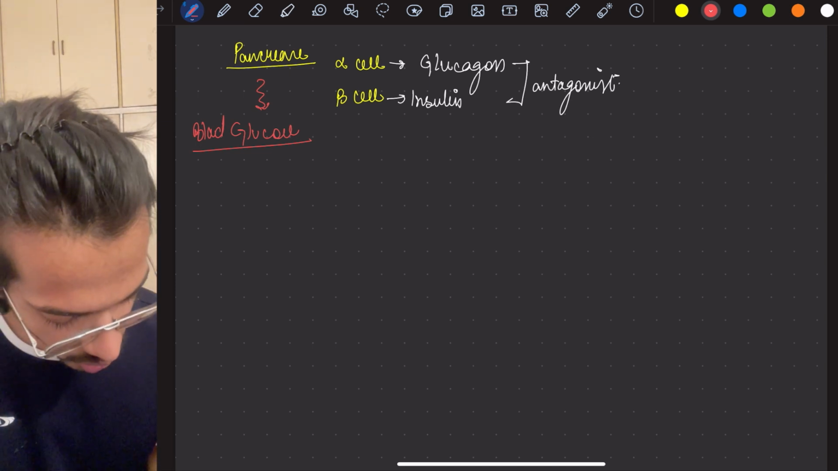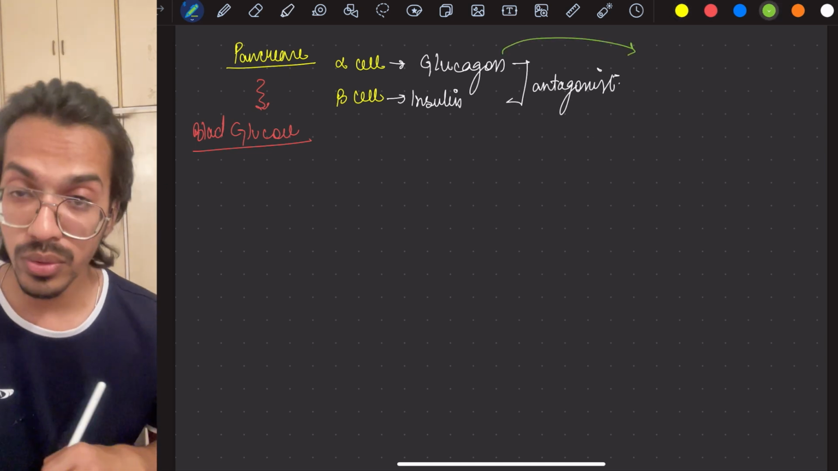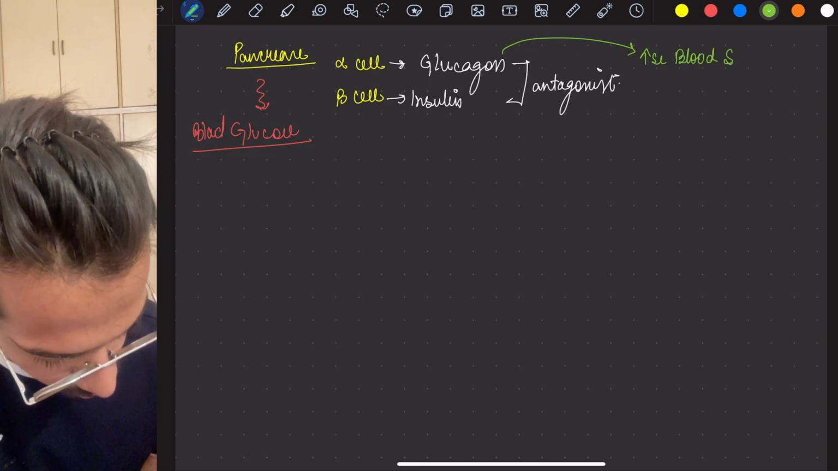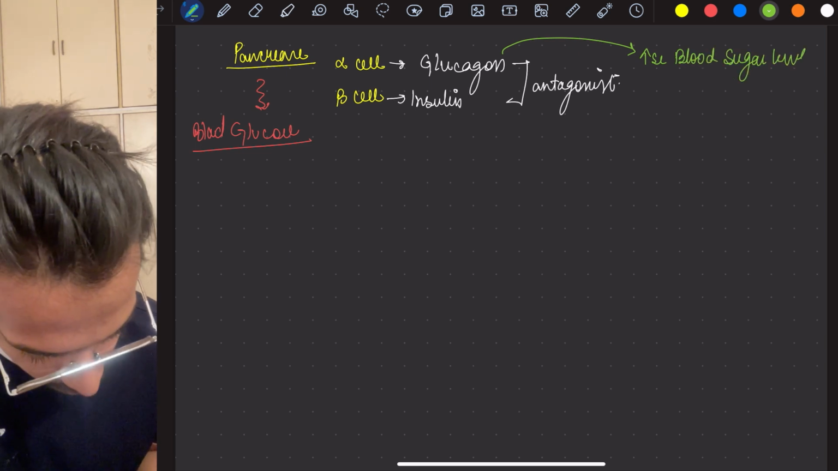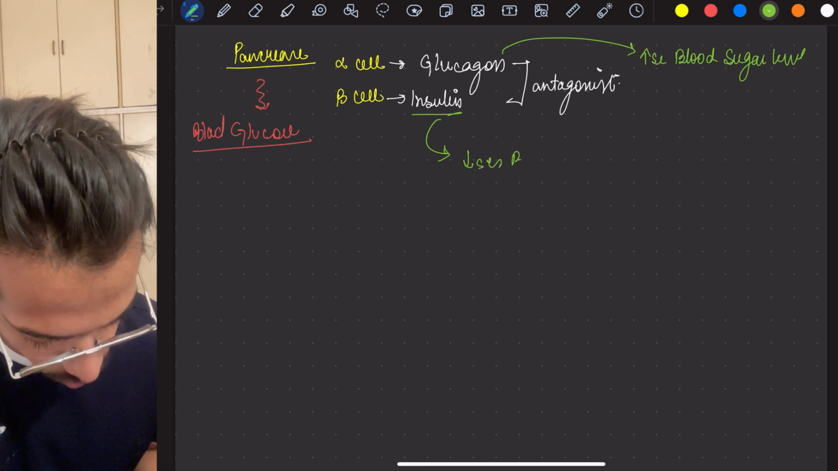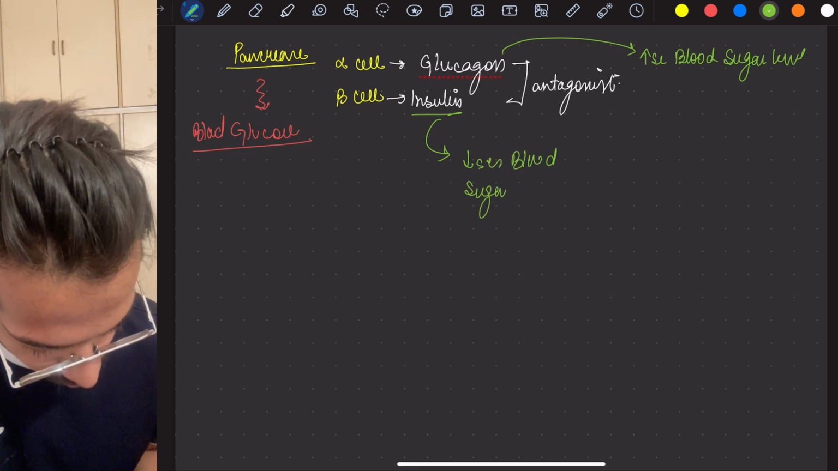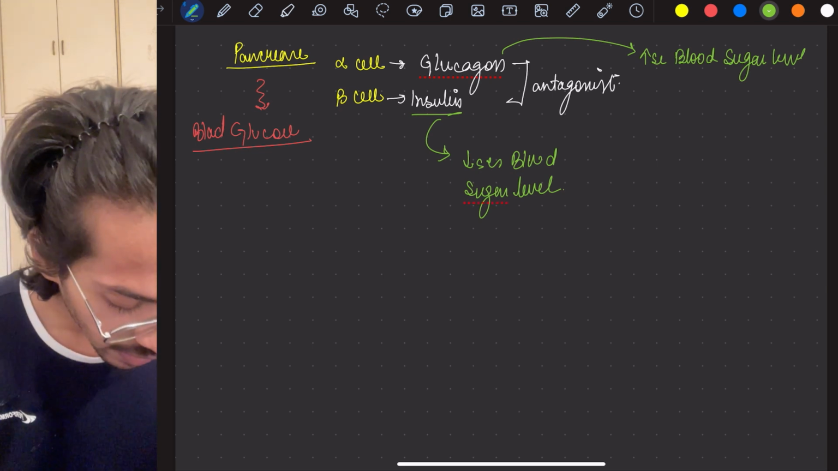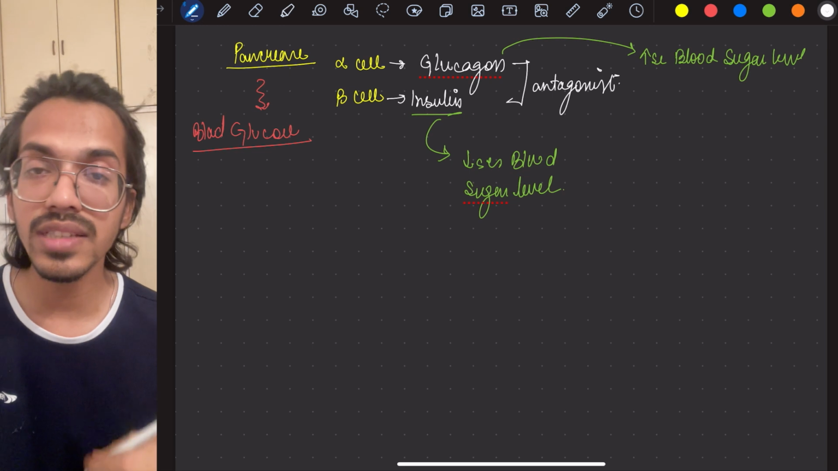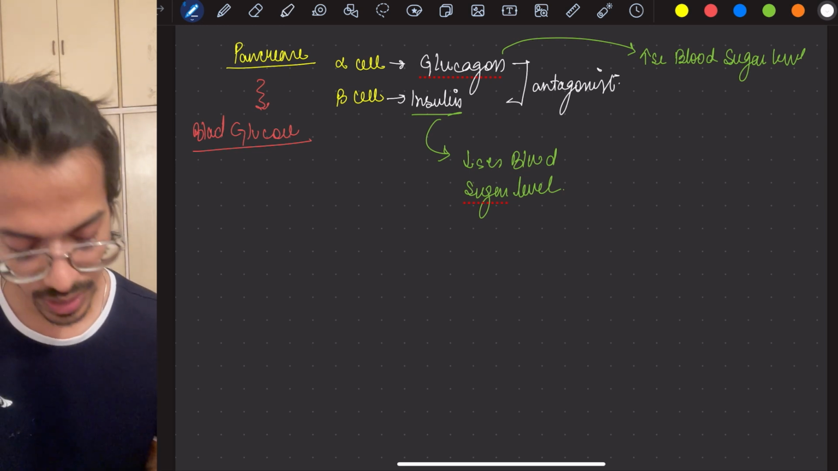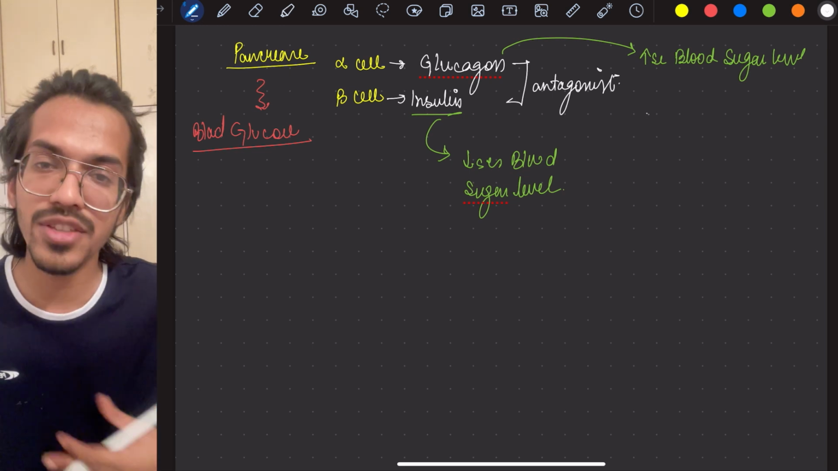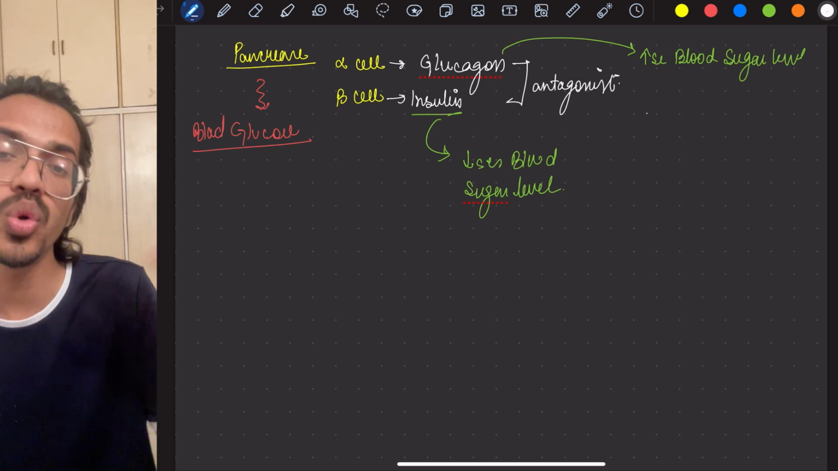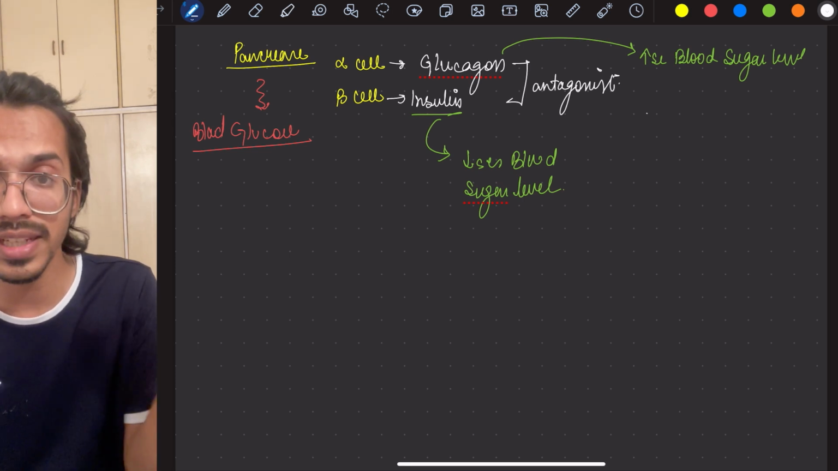So what it does, this glucagon, it increases blood sugar level, whereas your insulin decreases blood sugar level. Now, if glucagon is increasing the blood sugar level, how will it increase it? If the blood has to have more sugar, what will it do? It will reduce the uptake of glucose from the intestine into the blood cell. That is one thing it will do.